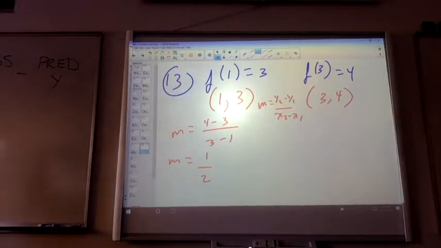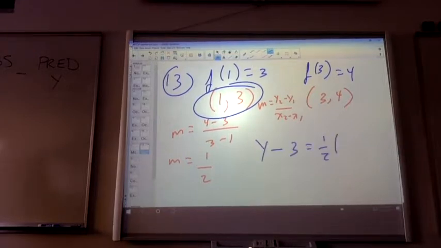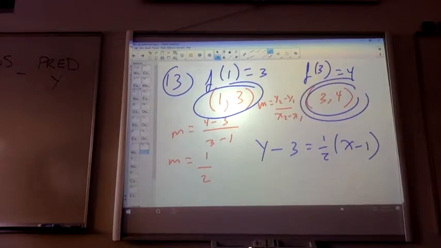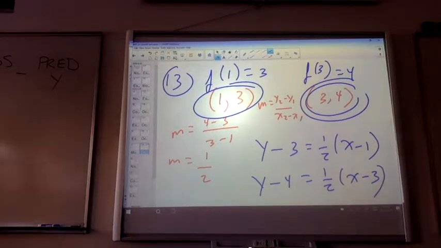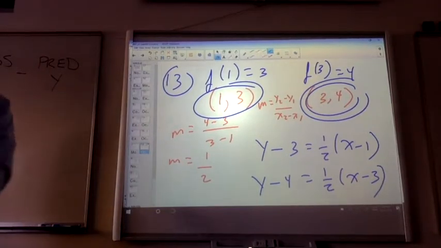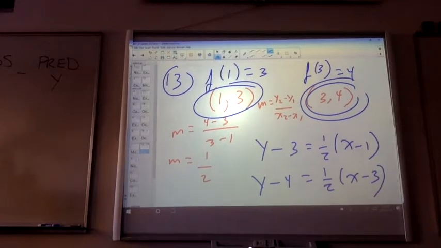And then I'm going to pick one of them. So I'll pick that one. So y minus 3 equals 1/2 x minus 1. Or if you chose that one, you could get y minus 4 equals 1/2 x minus 3. Oh, that's what I did. So again, two answers happen on point slope form. Are we okay with that? Yep. Anything else from that front side?